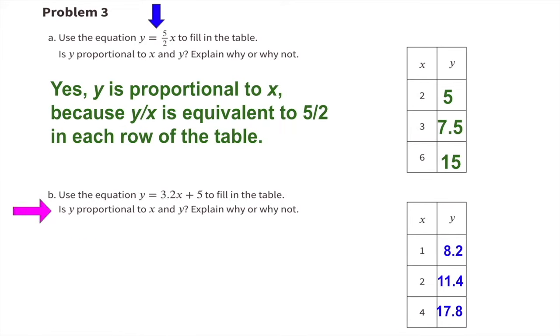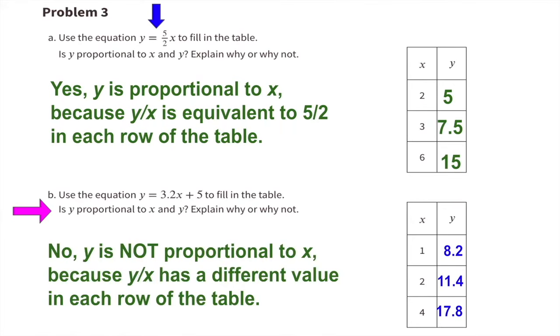Is y proportional to x and y? Explain why or why not. No, y is not proportional to x because y divided by x has a different value in each row of the table. For example, if you look at the table now, you see a value of 1 for x and a value of 8 2/10 for y. If we double the value for x, or we double 1, we get 2. But if we double y, or double 8 2/10, we would get 16 4/10, not 11 4/10.